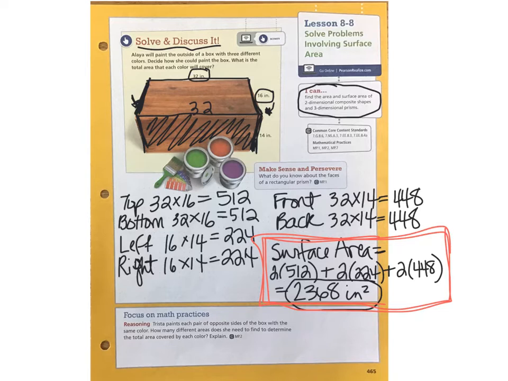That means when Alea goes to paint the box, she can do so with any combination of color she wants as long as she has enough paint to cover 2,368 square inches of surface.